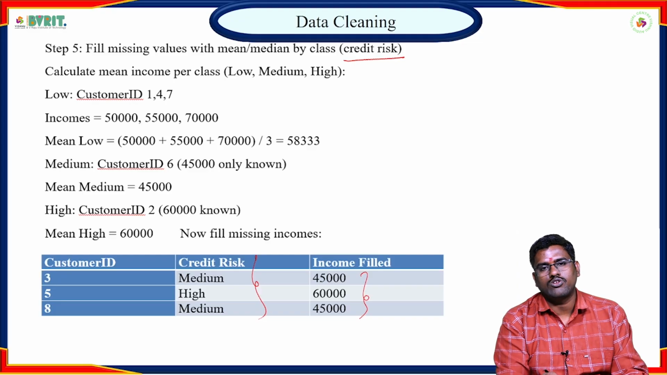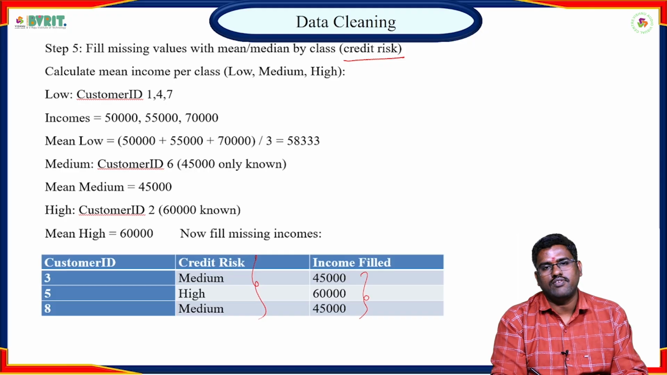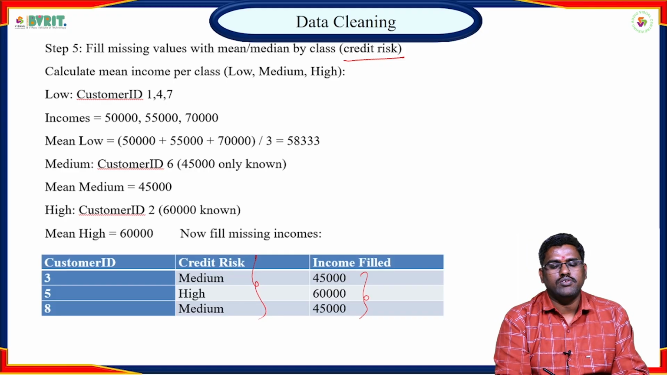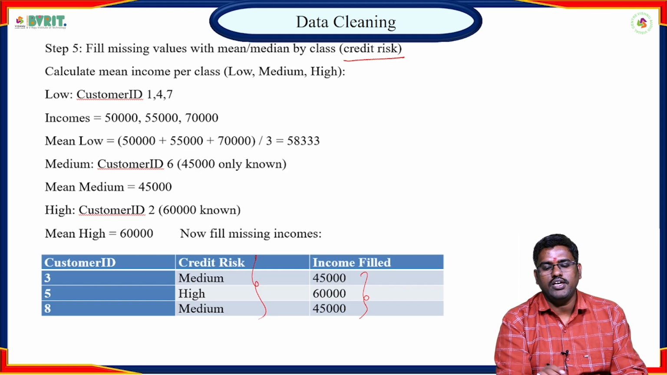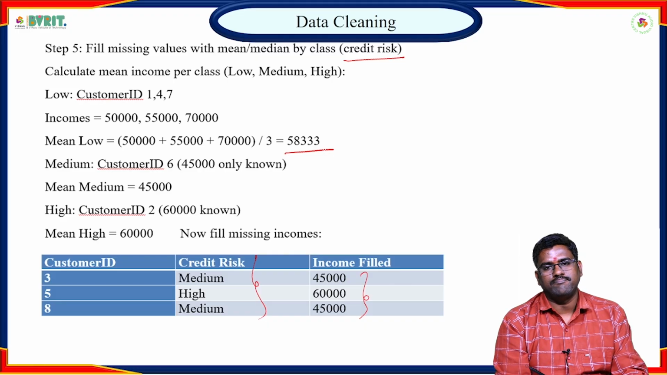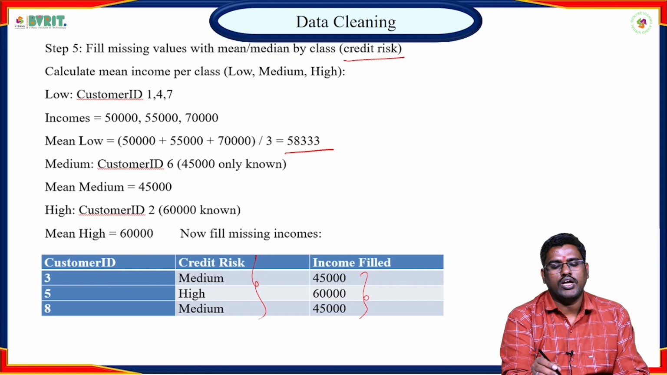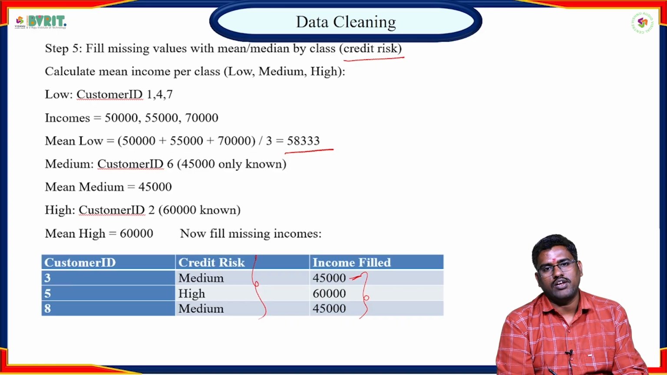So this is the previous column. The credit risk values for this group are 50,000, 55,000 and 70,000. We take 50, 55 and 70 because 50 is the minimum value, 55 is the median value and 70 is the highest value. So that's why we calculate this, and we get the value 58,333. Next we calculate for medium. If we take the credit risk medium, that value is 45,000 in the table, so the minimum value is taken as 45,000.